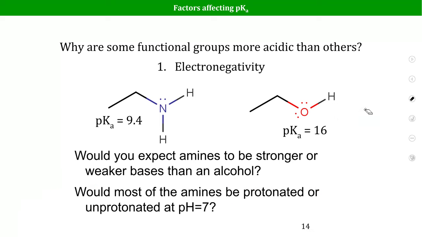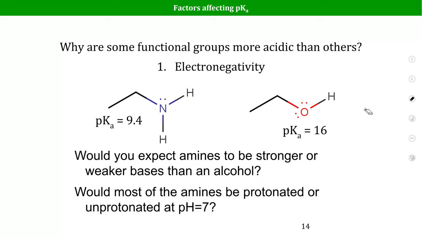Quick. So if you're at a pH of 7, would you expect an amine to be protonated or unprotonated? Sure. You're more acidic than the pKa, so it's going to be in its protonated state. And you definitely would expect the alcohol to be all protonated at a pH of 7.